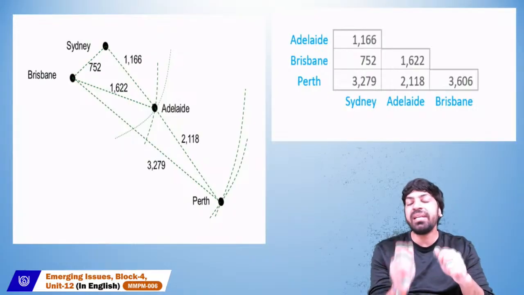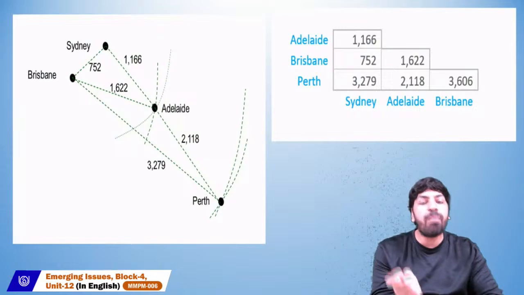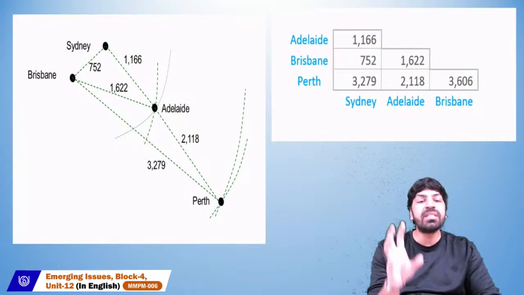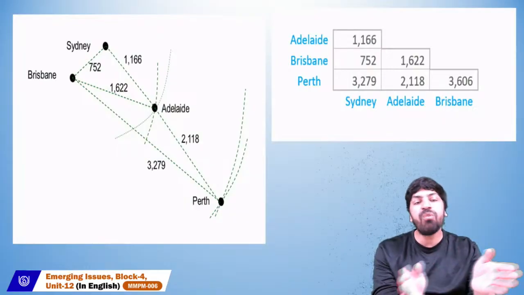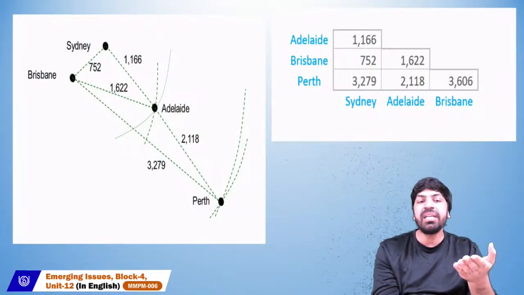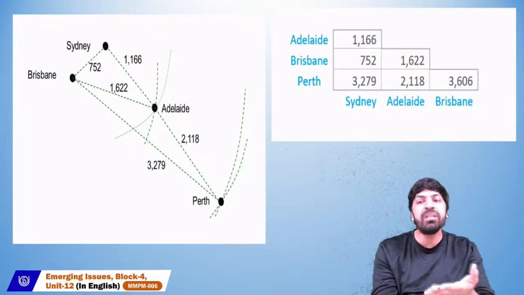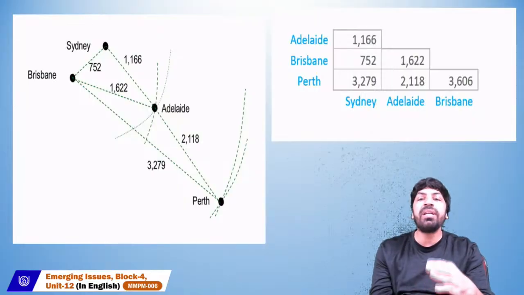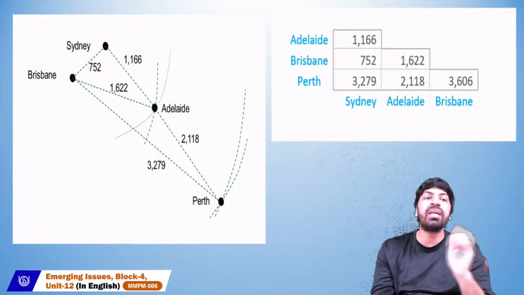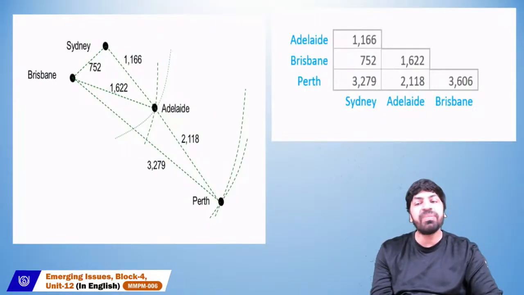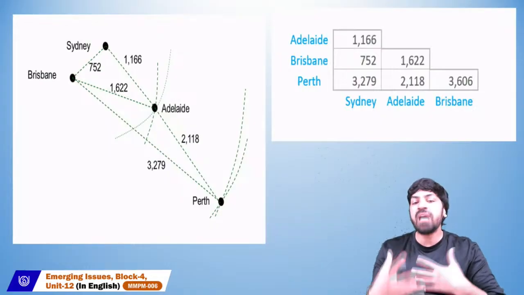This is called multidimensional scaling. So Adelaide is a common point which is connected to every Australian city, and this is how we have drawn it. Automatically, Adelaide to Perth is 2118, so from Adelaide to Perth we can draw. Then accordingly Perth to Brisbane, then Brisbane to Sydney. Then accordingly we can draw this scaling.